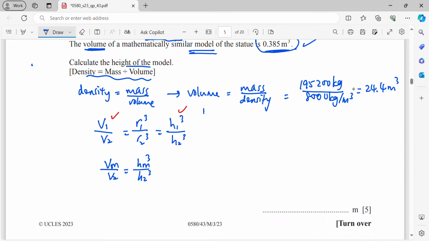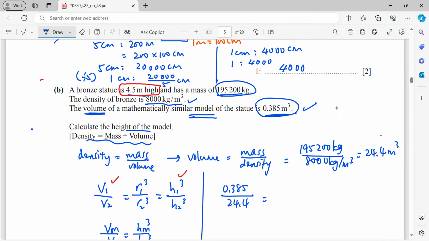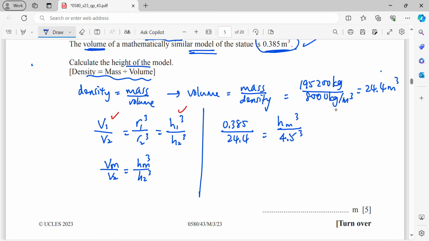Which means I will be getting 0.385, the volume for the model, over the original volume, which is 24.4, equals the height of the model, which we do not know, over the height of the original statue, 4.5. Then I need to cube it. Now to get HM cube, you need to move up this 4.5 cube. So it becomes 0.385 over 24.4 times 4.5 cube.